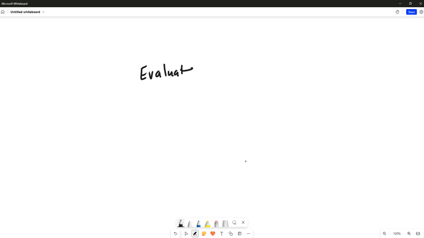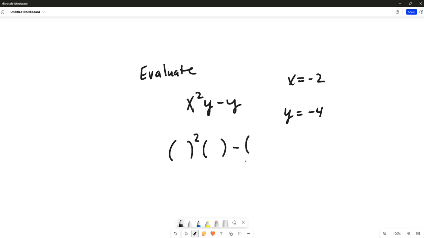Evaluate x squared y minus y if x equals a negative 2 and y equals a negative 4. First thing is for every variable, we want to put parentheses down so that we can keep that variable's value and keep the signs accurate. So in this first term here, I've got x squared y. The x has a value of negative 2 and the y has a value of negative 4. And in the second term, that y has a value of negative 4.